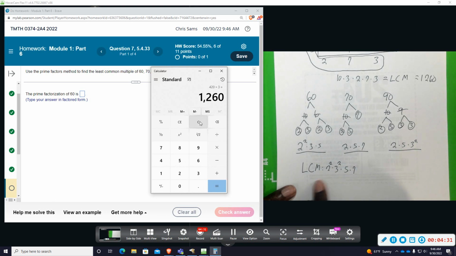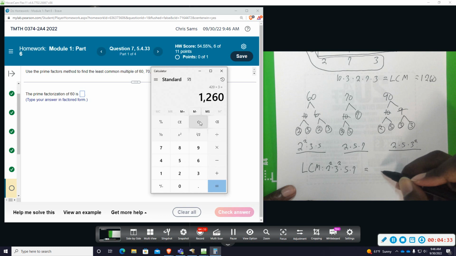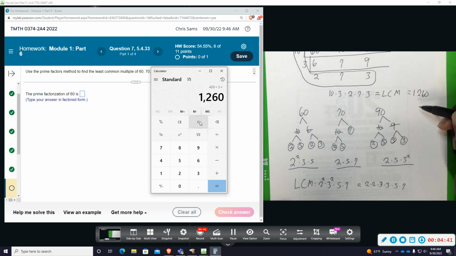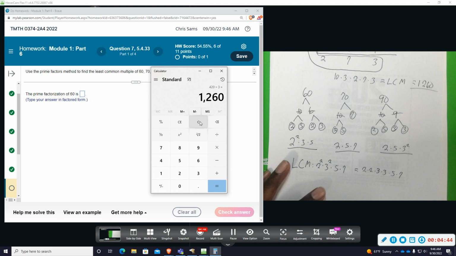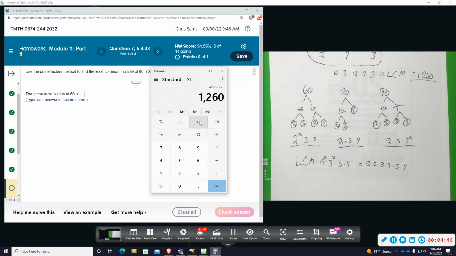So here's my least common multiple. If you multiply 2 times 2 times 3 times 3 times 5 times 7, we should get 1,260, just like we got up above. So let's try that. 2 times 2 times 3 times 3 times 5 times 7. 1,260. So that's your least common multiple.